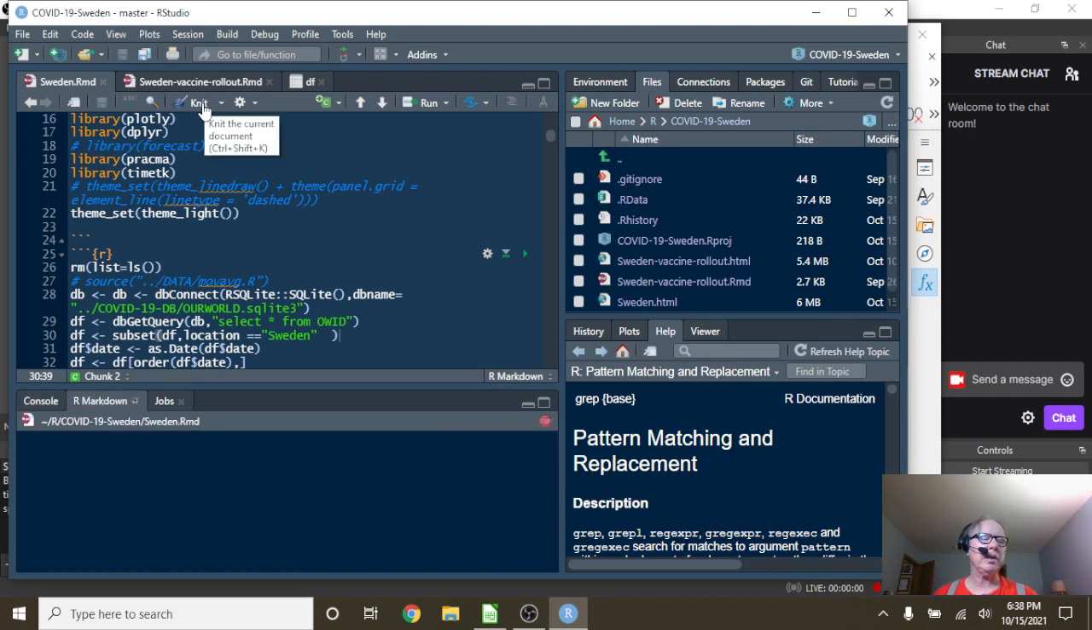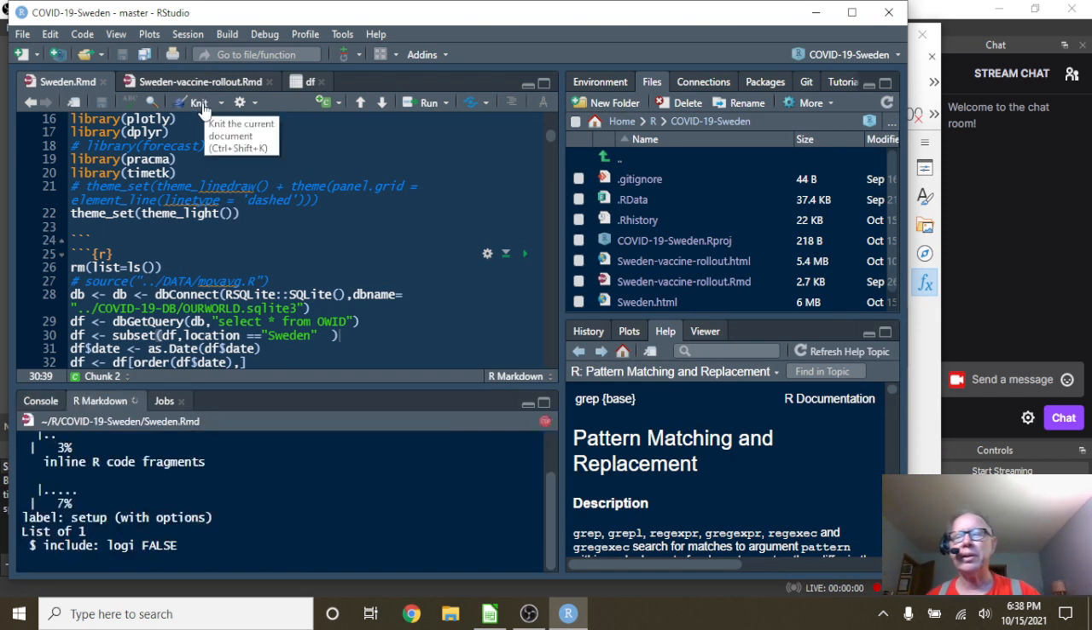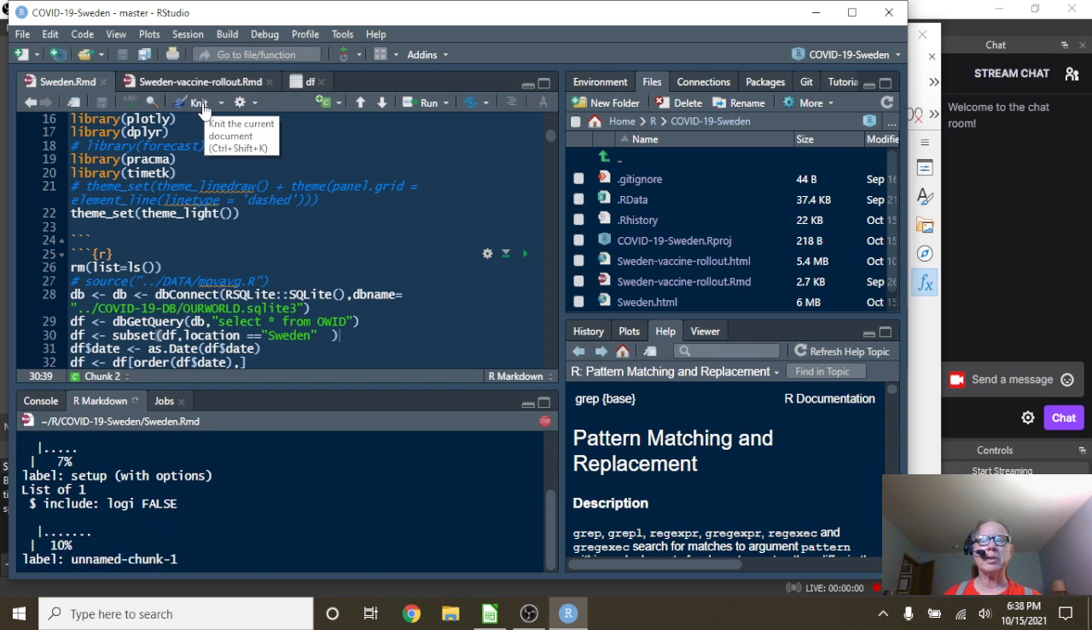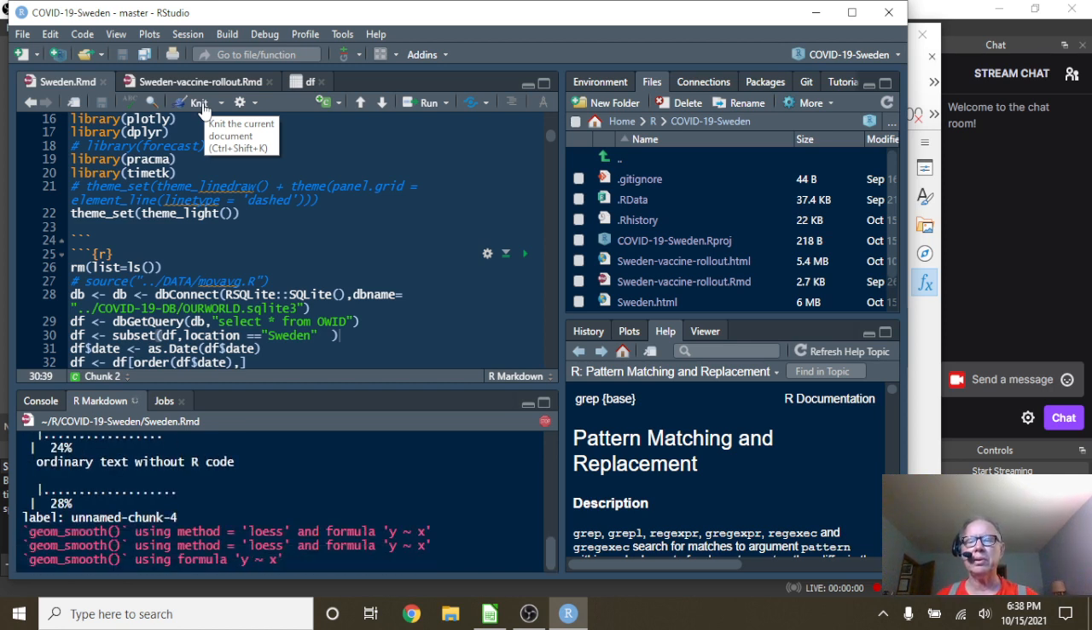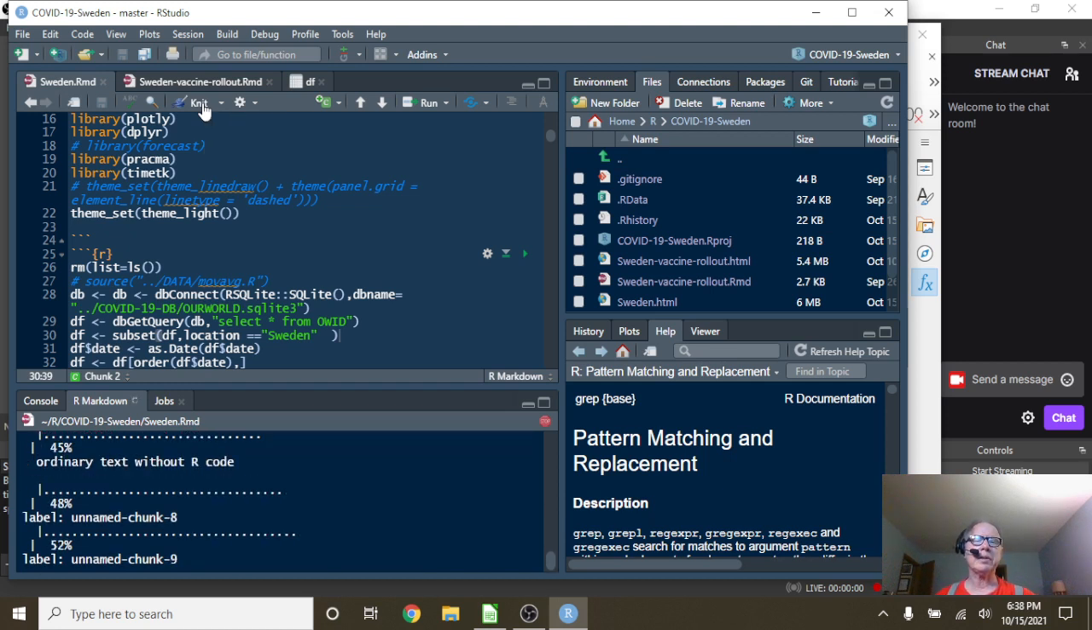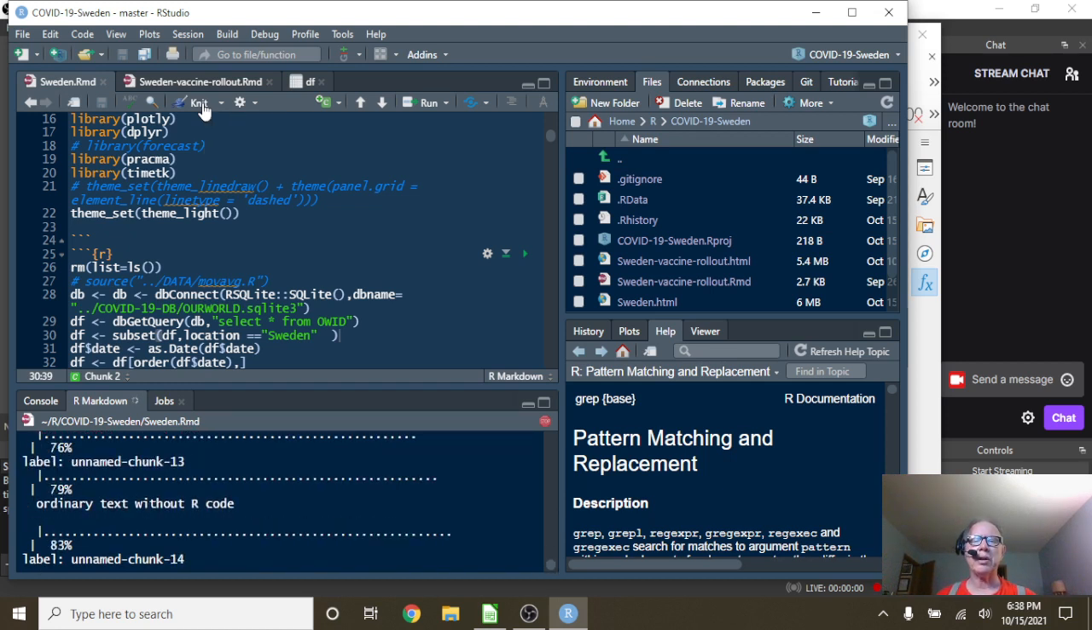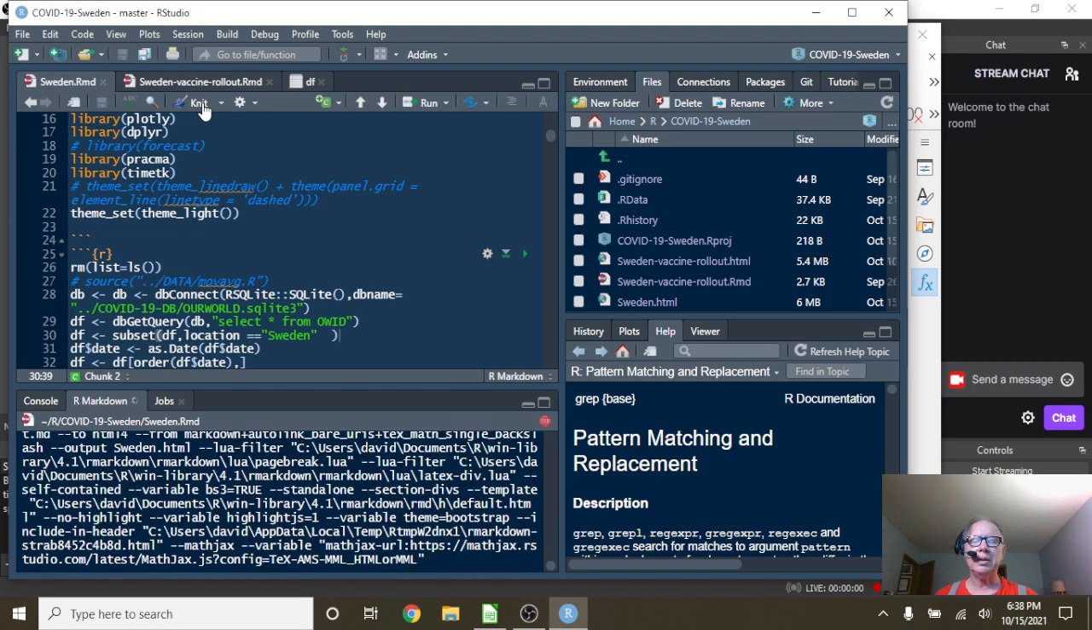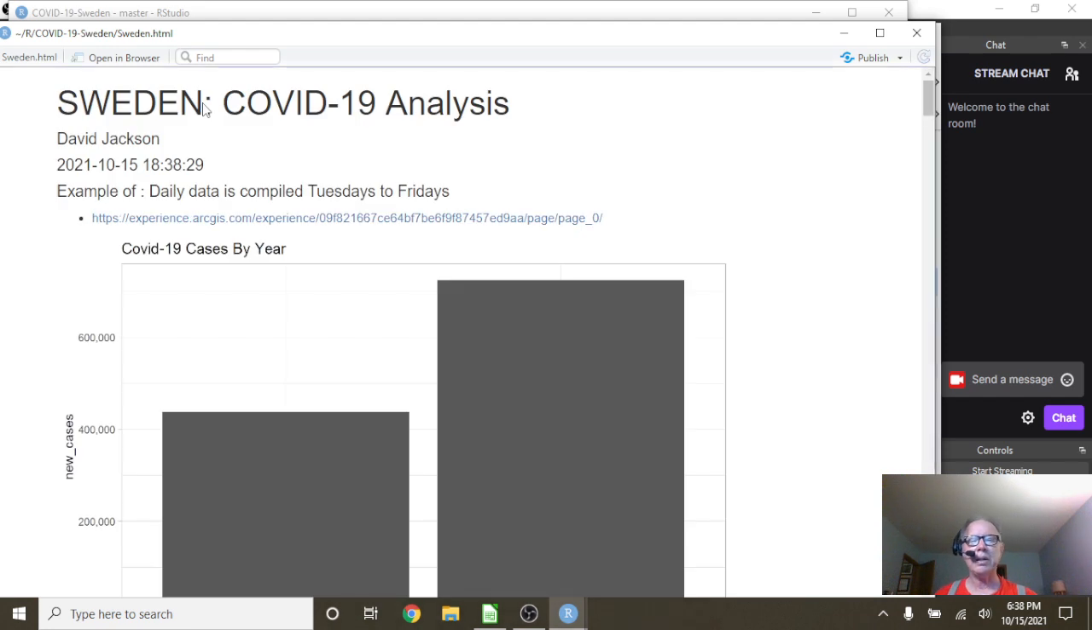Now, Sweden's kind of an interesting case because during the middle of summer, they switched from a 7-day reporting cycle to a 4-day reporting cycle. Which means Tuesday's numbers include Saturday, Sunday, and Monday's numbers, which produces, as you'll see, a big spike. To me, that's questionable, but I can't complain too much because the numbers are really crazy low.